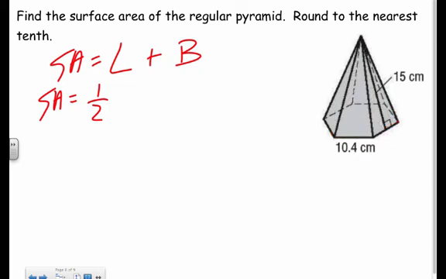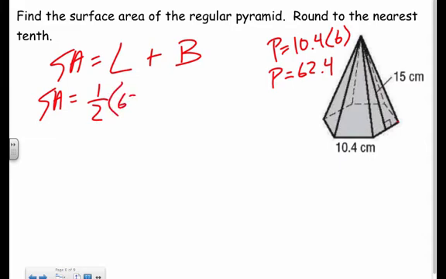So 10.4 times 6, because there's 6 sides, which gives us 62.4. So I'll plug that in for perimeter here. So 1/2 times the perimeter, 62.4, times the slant height, which it's nice. In this case, it's given, right? Here's my slant height. So thankfully, I don't have to figure that out on this guy. So 15. So there's my lateral area. And then we're going to add the area of the base.